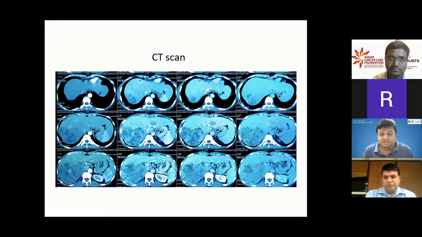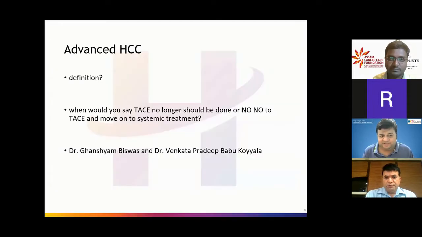And AFP levels, people often don't talk about AFP levels. Let's say this patient has 5,000 AFP. I'm definitely not going to do him TACE. I will consider systemic treatment. Right. So Viraj, according to Viraj, alpha fetoprotein also makes one of the criteria. This is something new I'm learning, Viraj.